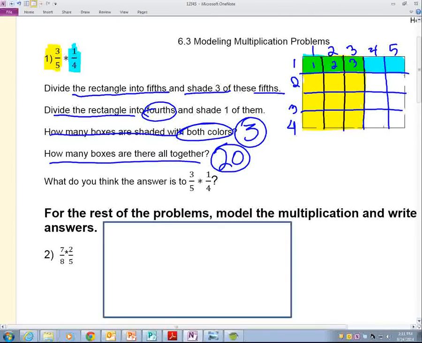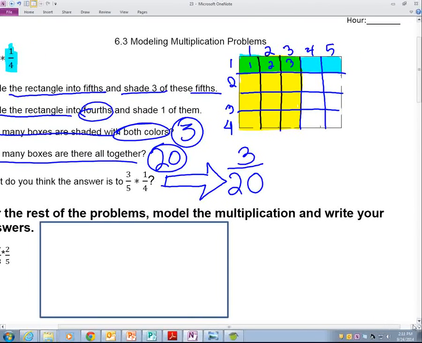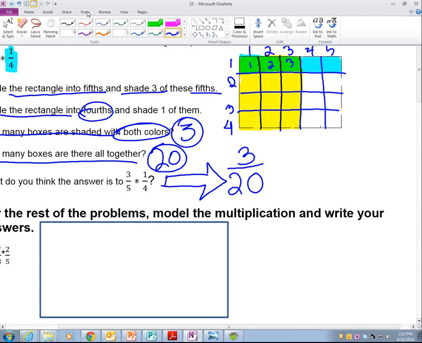What do you think the answer is to 3/5 times 1/4? What do you think that might be, Jace? 3/20. You are correct, sir. 3/20, and we are going to add a little bit to that. I'm going to change color so you can know I mean business.